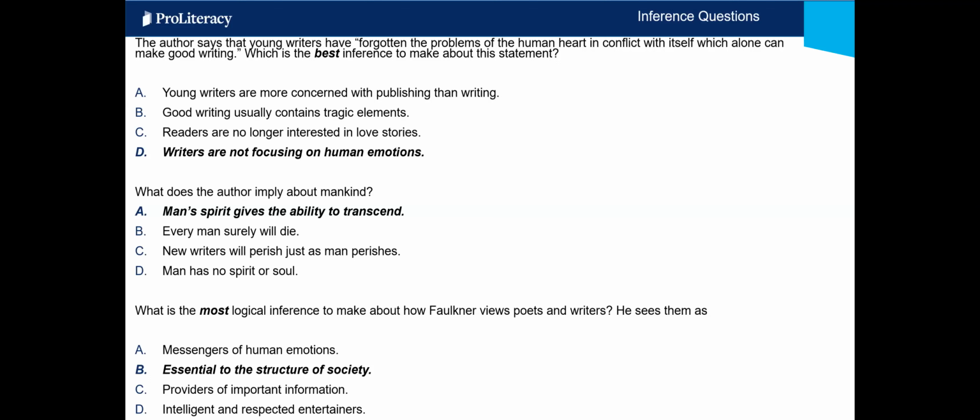So we have to, again, pick both A and B. And I will tell students this when we work on this. Both A and B are correct. However, they are asking for what is the most logical. So here we see it can be kind of split. And it's because of that very last sentence when he's talking about writers being the pillars of society, right? So they are essential to the structure.